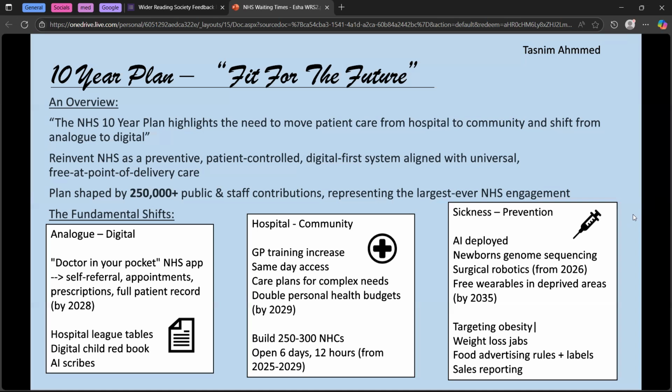There are also food advertising rules and labels that have become mandatory, such as the traffic light system, where you have the red light, yellow light, green light, which show obviously the levels of certain aspects of food. Then there's also sales reporting, which will be more controlled by the government. They'll monitor what's being sold and to what extent. So taxes might be implemented, such as the sugar tax, which is already being seen.